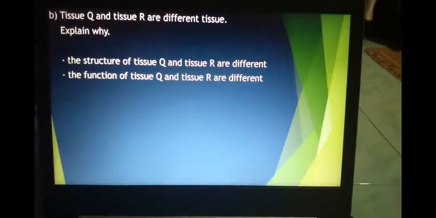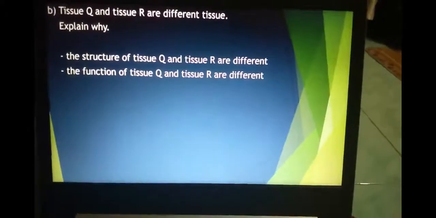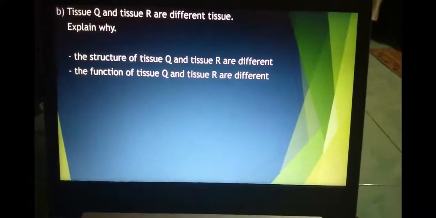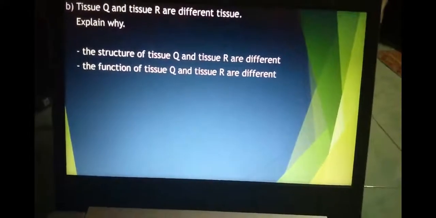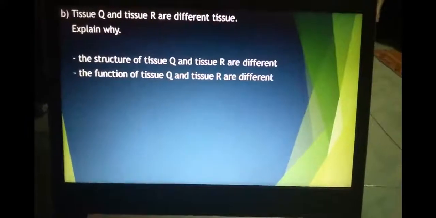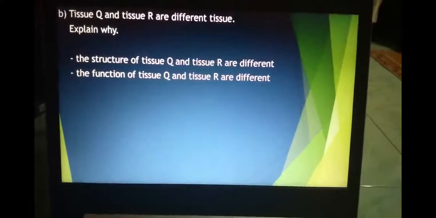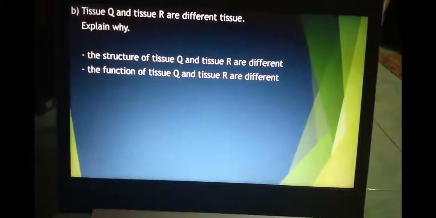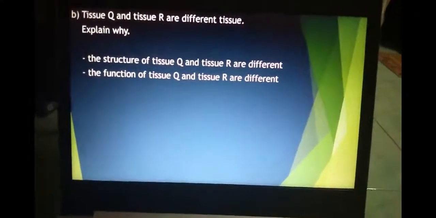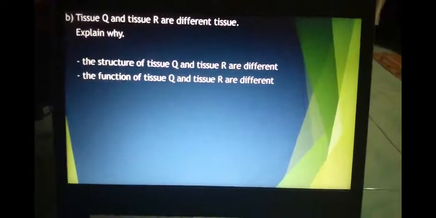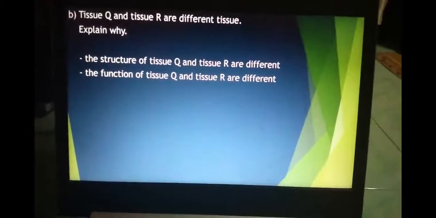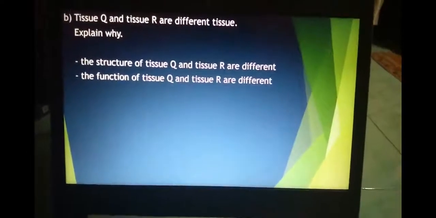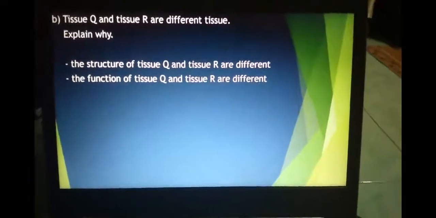My first point is that the structure of tissue Q and tissue R are different. Why? Because tissue R, which contains white blood cells, has a nucleus, but tissue Q, which contains red blood cells, doesn't have a nucleus. My second point is that the function of tissue Q and tissue R are different. Because tissue Q, which has red blood cells, carries oxygen to our body, and tissue R, which contains white blood cells, protects our body from pathogens.